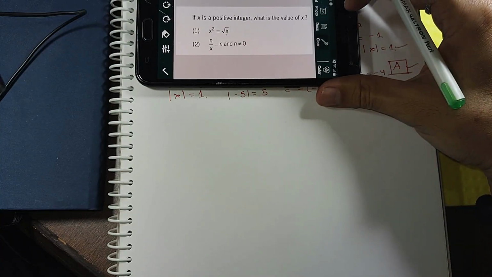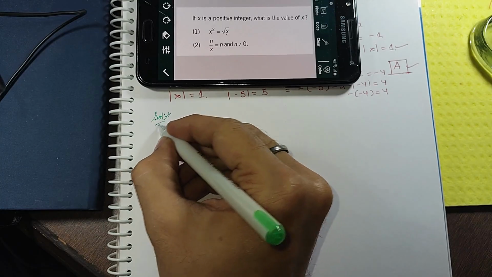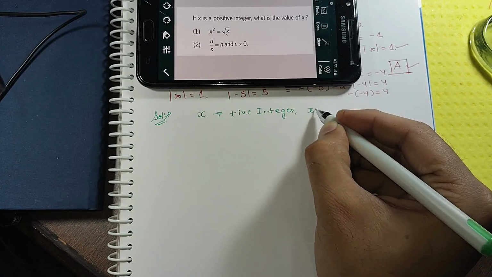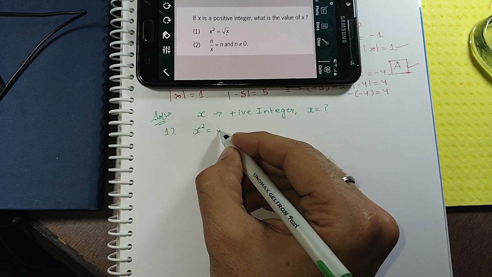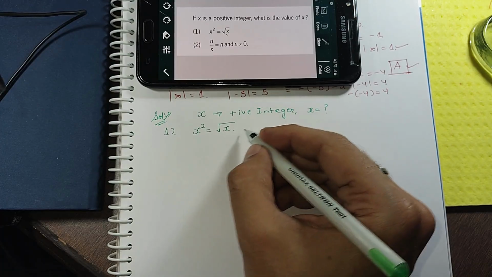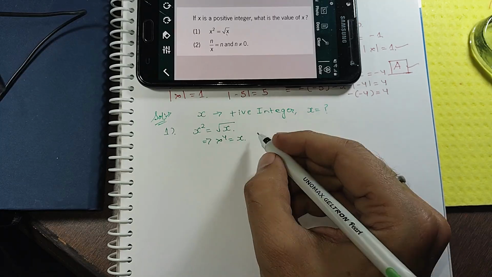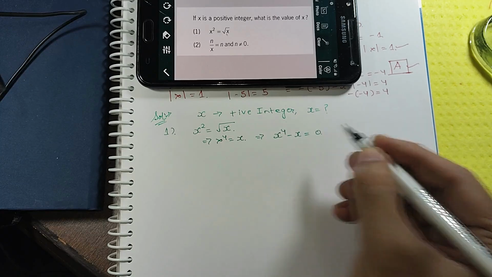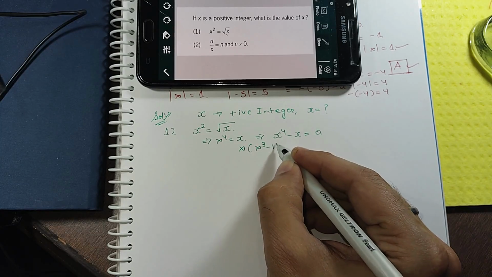If x is a positive integer, what is the value of x? So we have been given that x is a positive integer. We need to find the value of x. Now statement 1. Statement 1 tells us that x square is equal to under root of x. Now if I square both sides, this implies x raised to power 4 is equal to x, right? Or I can say that x raised to power 4 minus x is equal to 0. Now taking x common, I will get x into x cube minus 1 equal to 0.